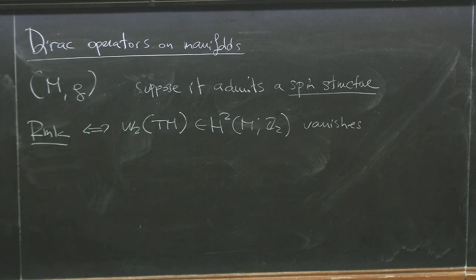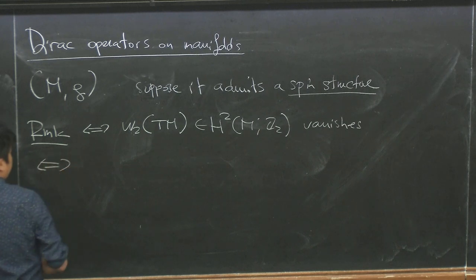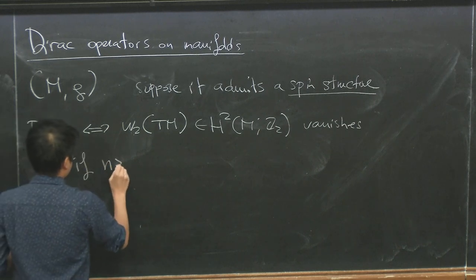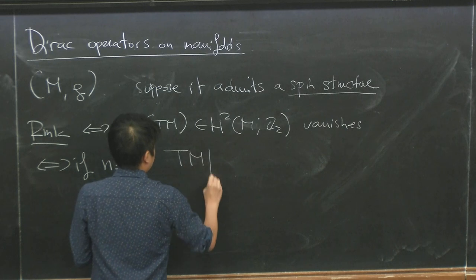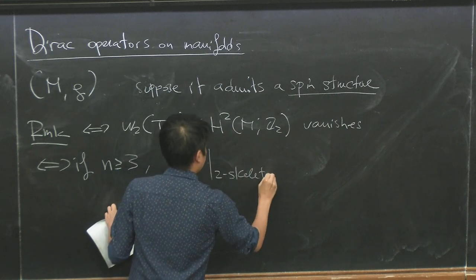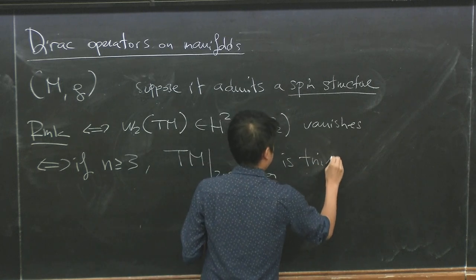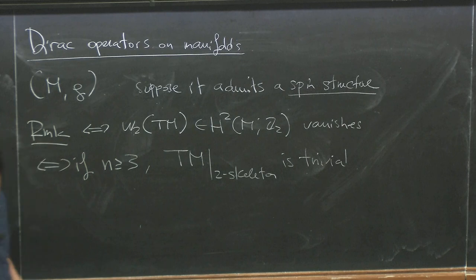It's a very easy thing to check if a manifold is spin. For example, if the tangent bundle is trivial, then you admit a spin structure. And if the dimension of your manifold is at least 3, this is equivalent to the tangent bundle restricted to the 2-skeleton being trivial. So we'll always assume that there is a spin structure. It's not unique, so the operator we write out will depend on which spin structure we choose.